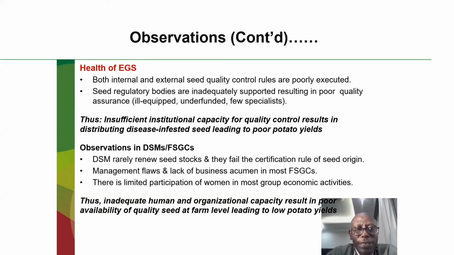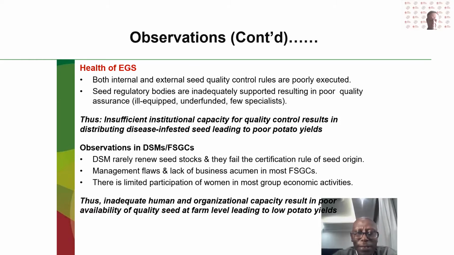In terms of health of EGS, we found that both internal and external seed quality control rules are poorly executed, that seed regulatory bodies are inadequately supported, resulting in poor quality assurance, because they are ill-equipped, underfunded, and have got few specialists. Therefore, insufficient institutional capacity for quality control results in distributing seed that is infested with disease, leading to poor potato yields. We further observed that decentralized seed multipliers rarely renew stocks, and they fail on the certification criteria of seed origin and seed traceability.